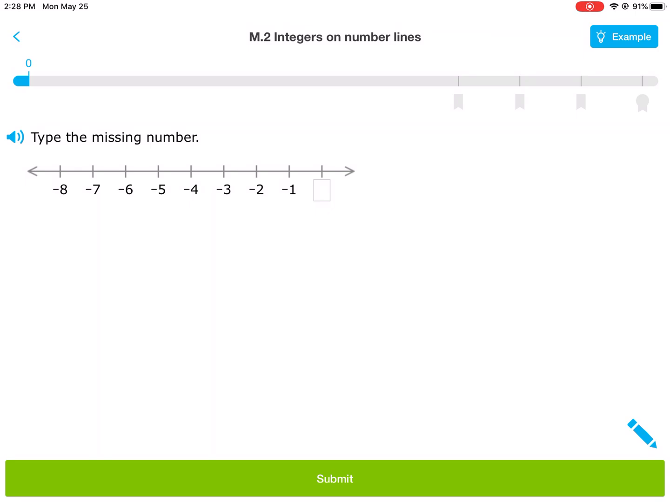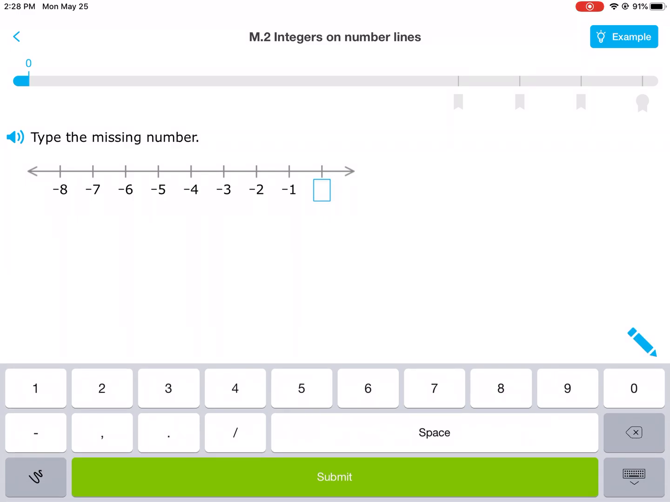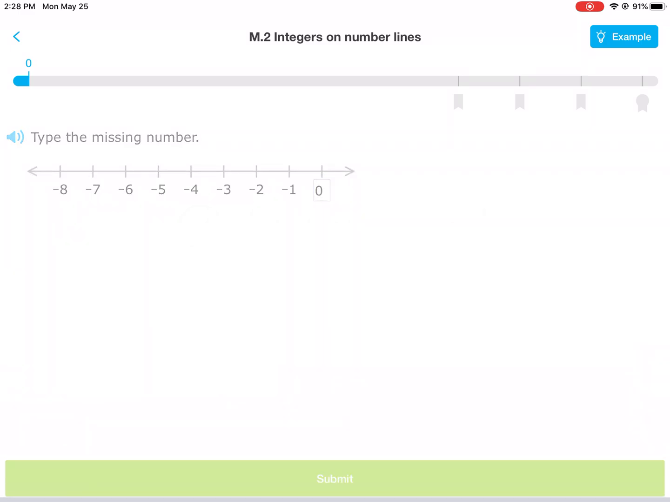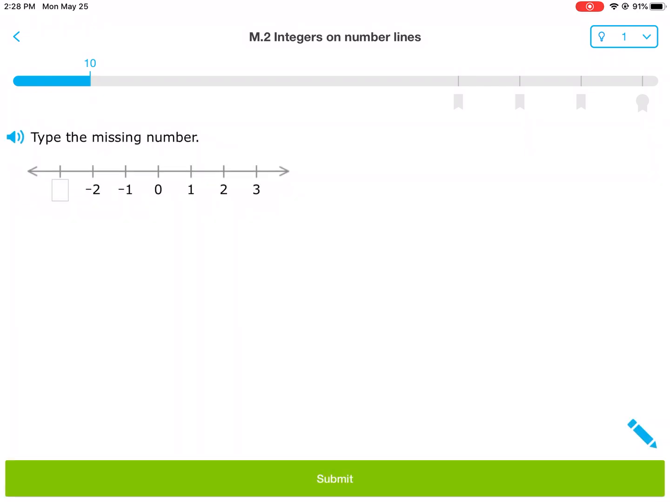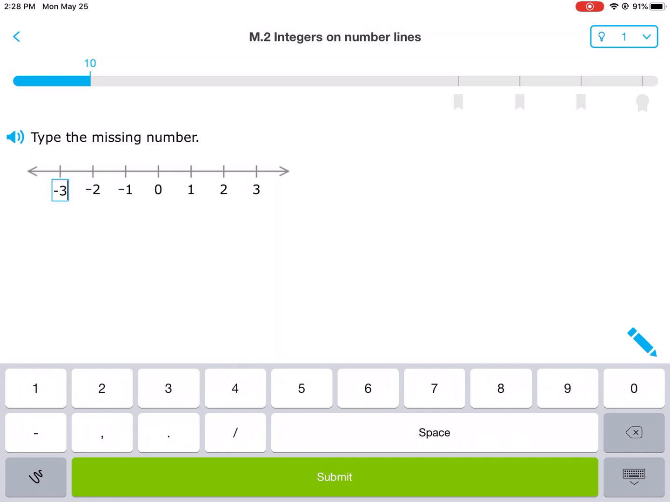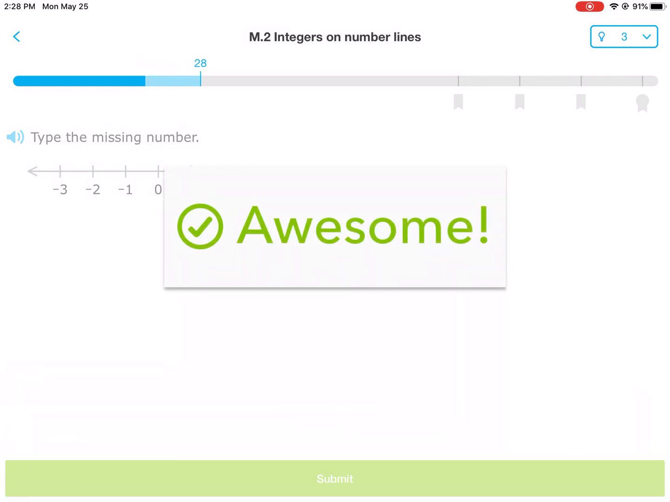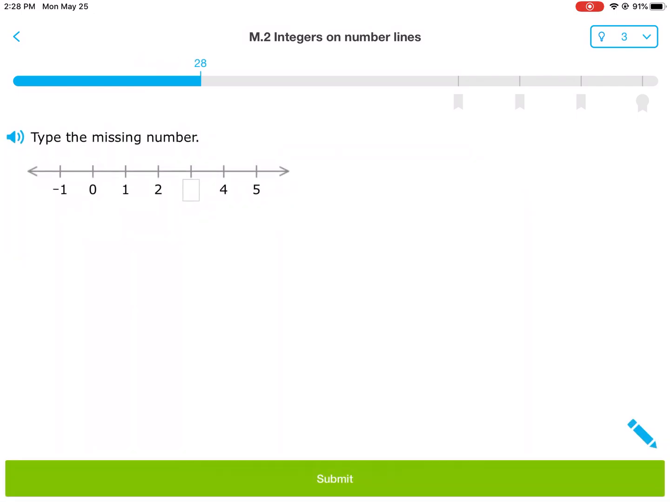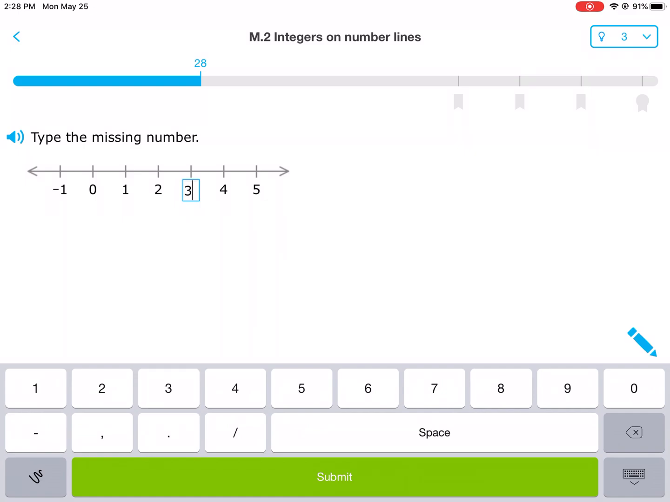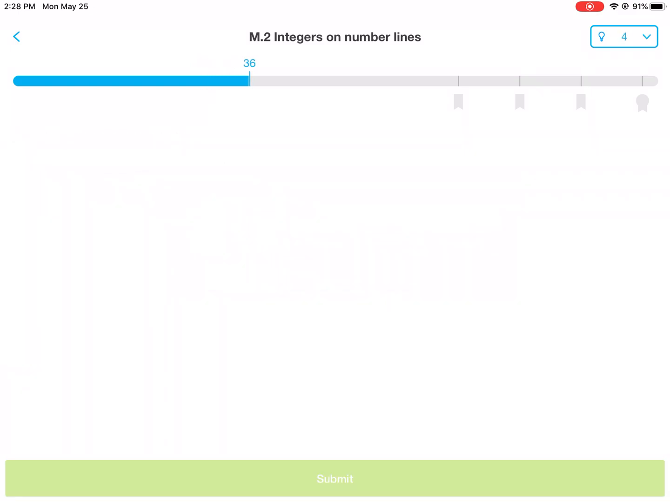So, -8, -7, -6, -5, -4, -3, -2, -1. Since we're dealing only with whole values, this is going to be 0. All right. So, -1, -2. To the left of that is going to be a -3. All right, to the right of 0, first whole value is going to be 1. Remember, you don't have to put those positive signs. Easy. 1, 2, 3, 4, 5, so on, so forth.